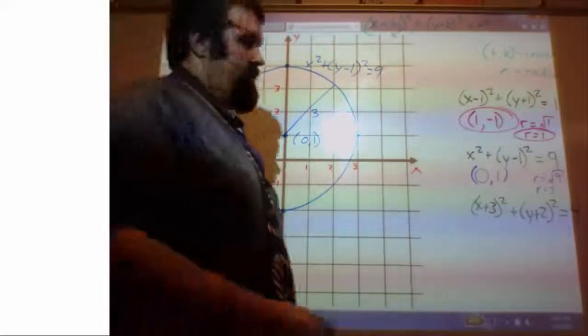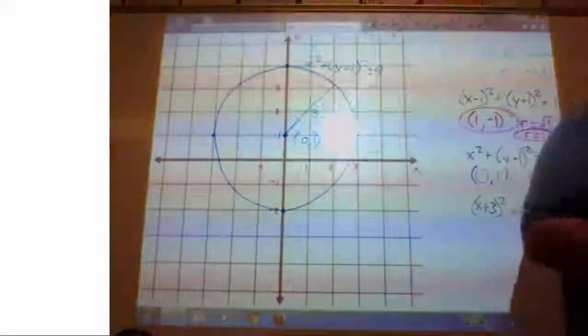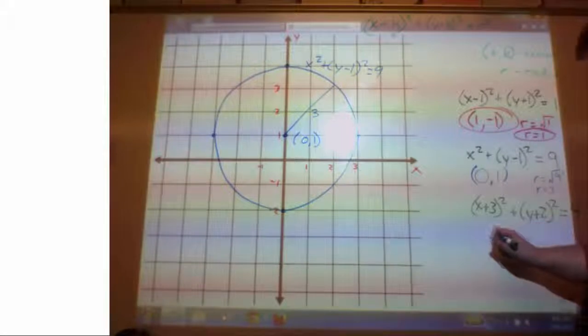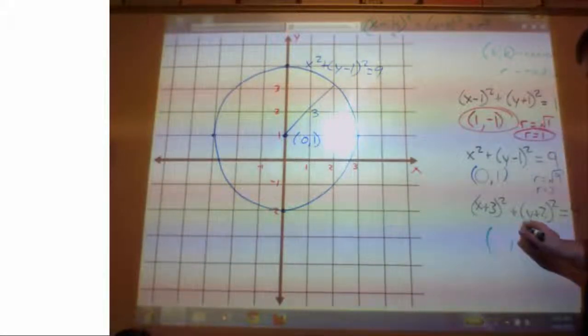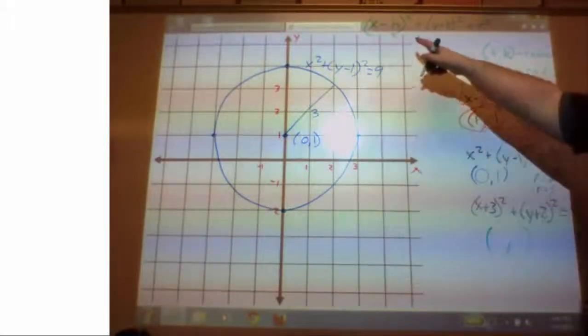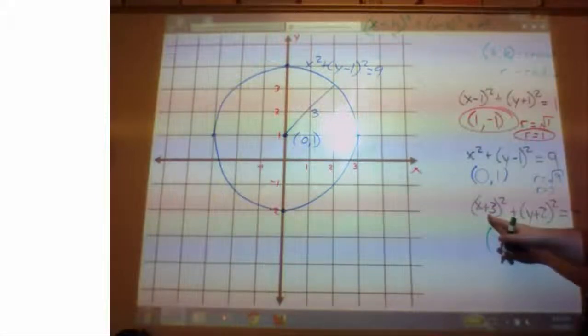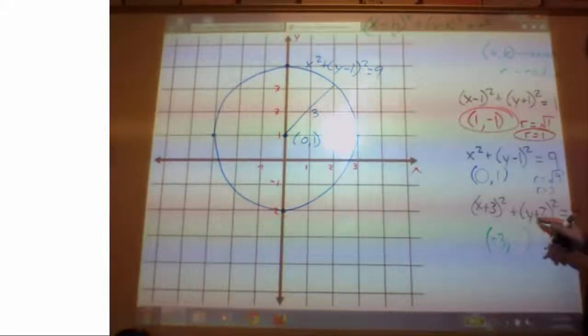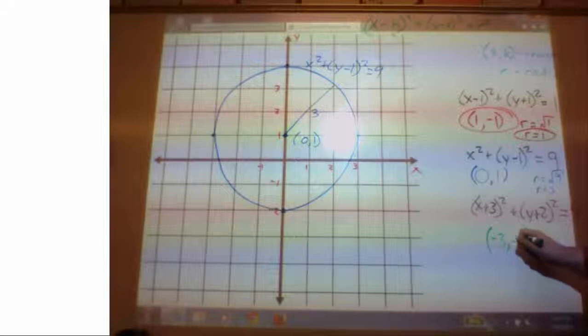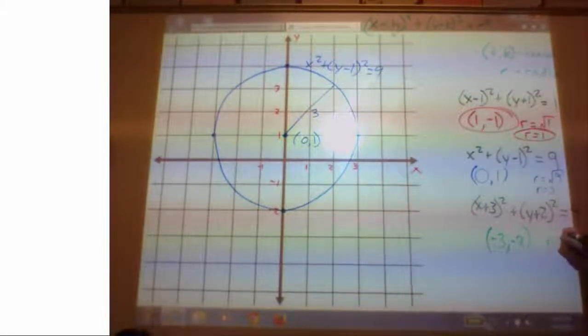And for the last problem, we're again going to try this. You first find the center. So in this case, h comma k, minus h. So not positive 3, negative 3. Not positive 2, negative 2. And r is going to be the square root of 4, which is 2.